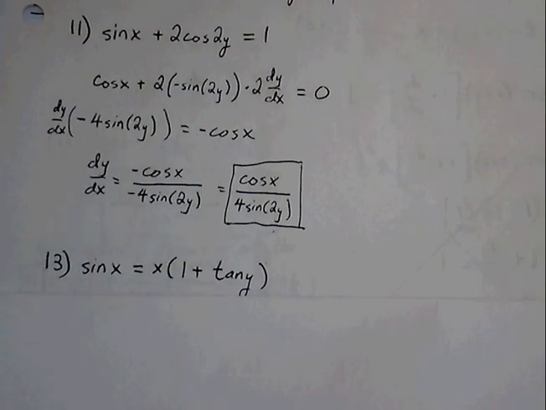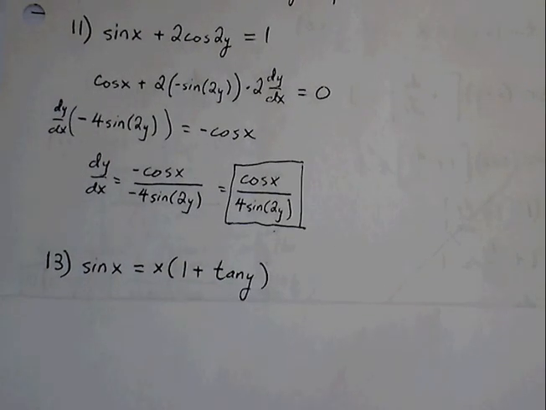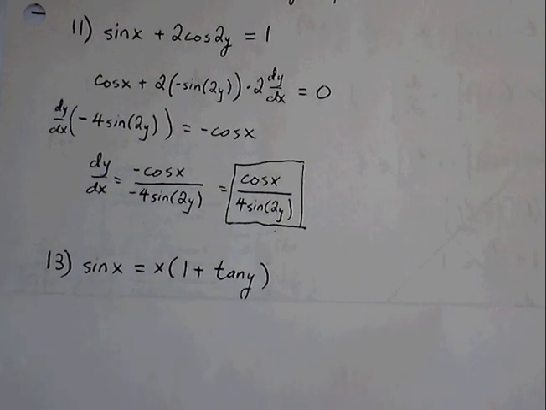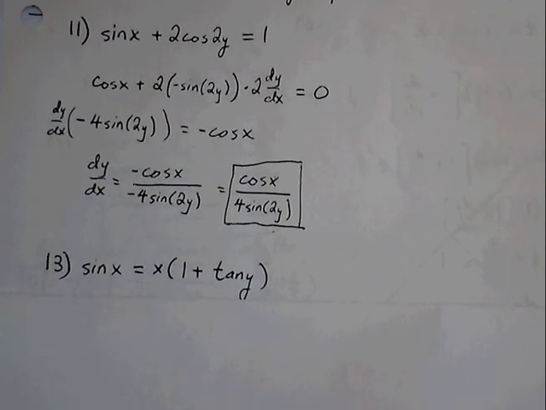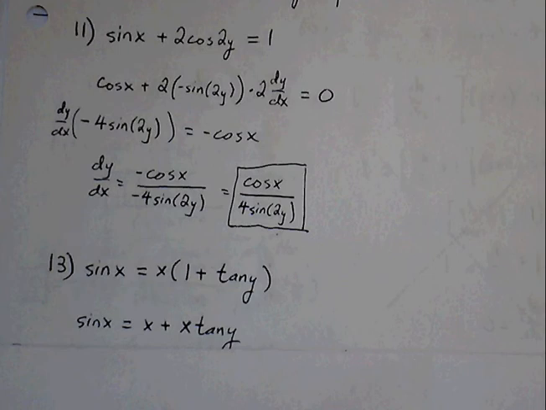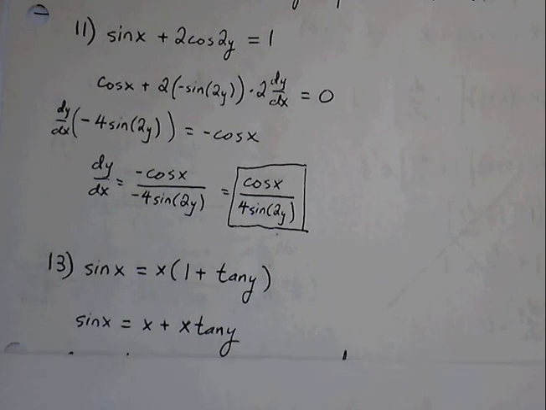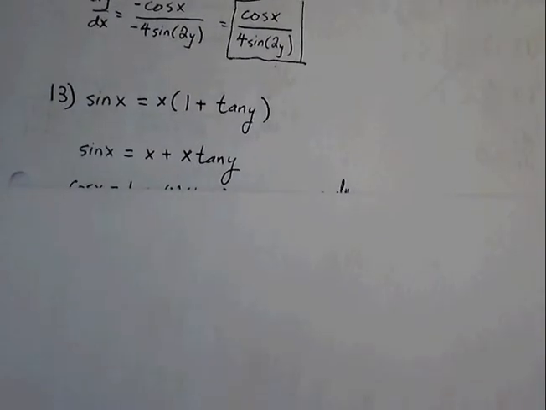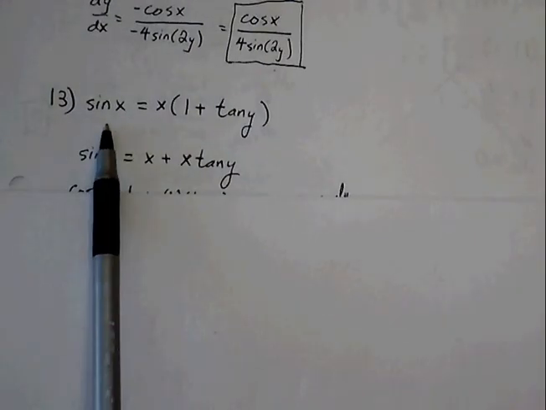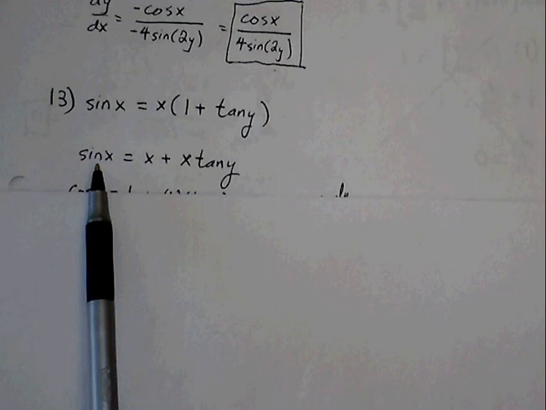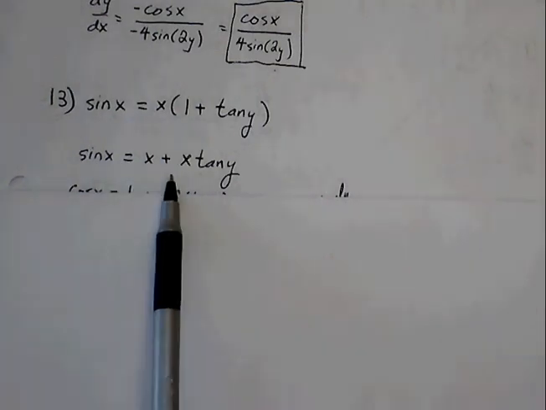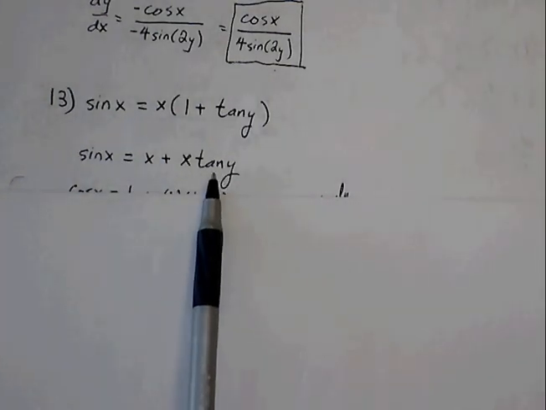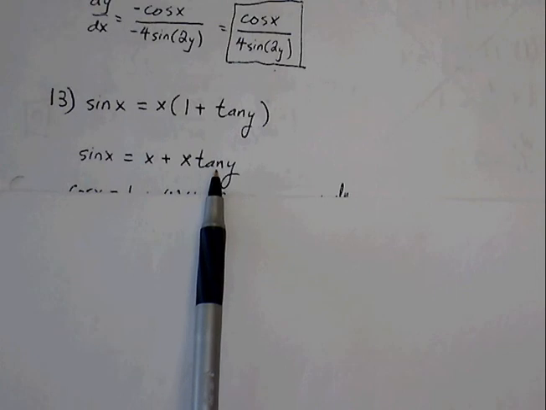Okay, 13, sine of x equals x times 1 plus tangent of y. I'm going to go ahead and distribute that x through. So sine of x equals x plus x tangent of y. Here we can apply derivative rules for sine x and for x, but here we have to be careful. We have to go through product rule for x and tangent y.